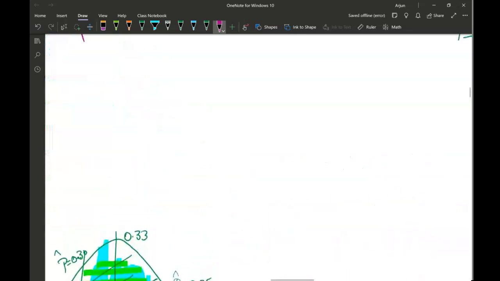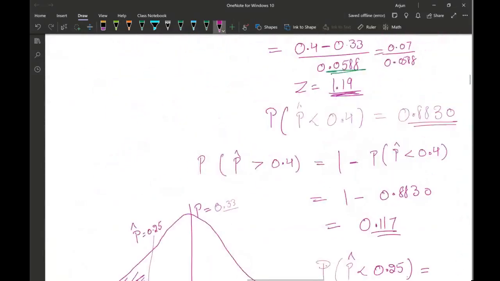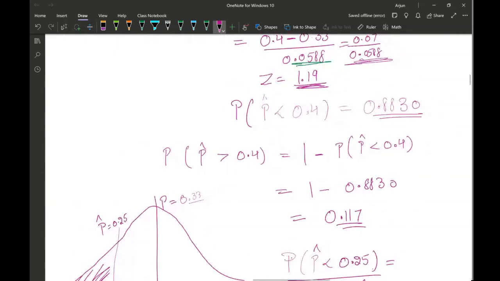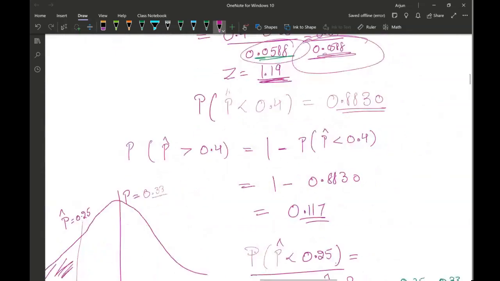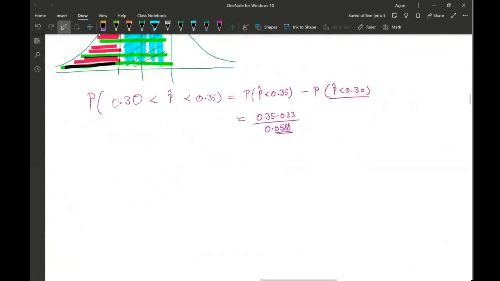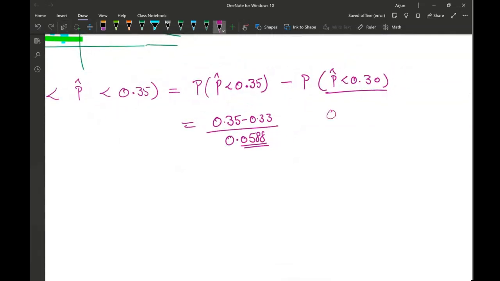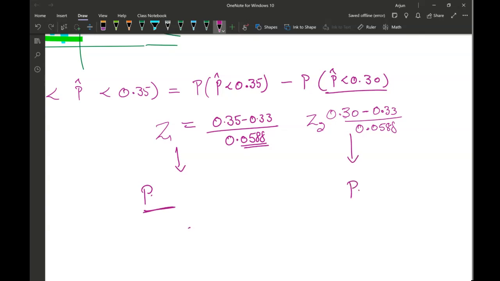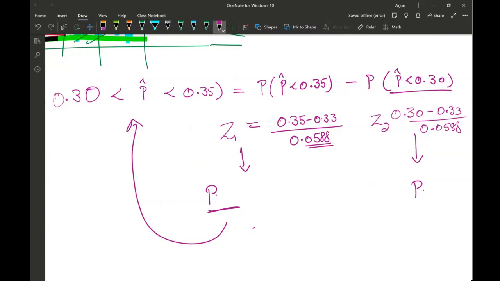You can see it from the video by going back, or you can see it from here also. This is the previous value, I'm copy pasting it because this value is not changing. And then the second part will be 0.30 minus 0.33 divided by 0.0588. This is Z1, this is Z2. Corresponding to each of these, you will find the probability value. Subtract those probabilities, and that's going to give you the answer for the question.